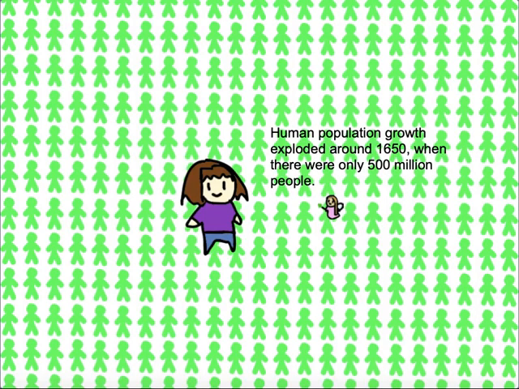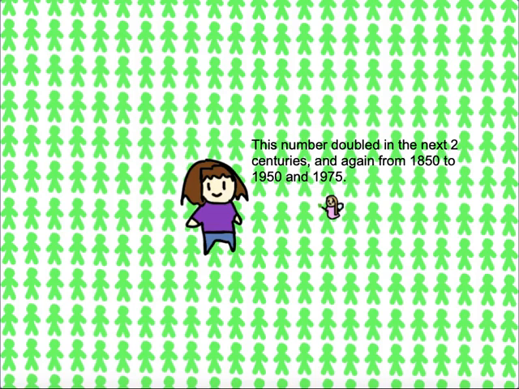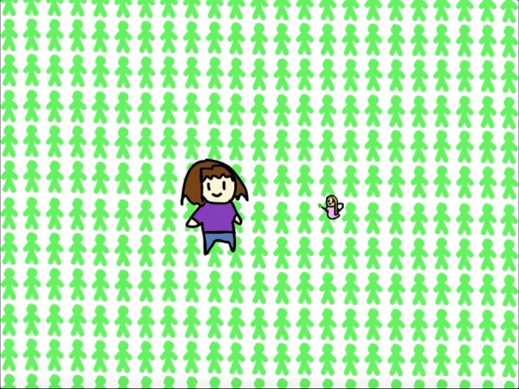Human population growth exploded around 1650, when there were only 500 million people. This number doubled in the next 2 centuries, and again from 1850 to 1950 and 1975. There are now approximately 7.9 billion people in the world, with around 385,000 being added every day.